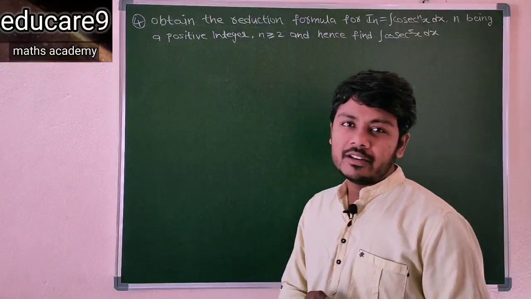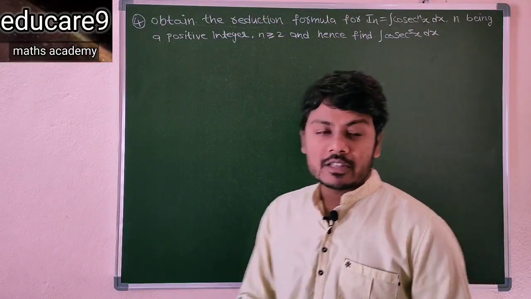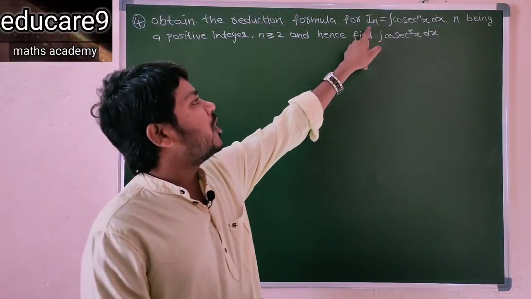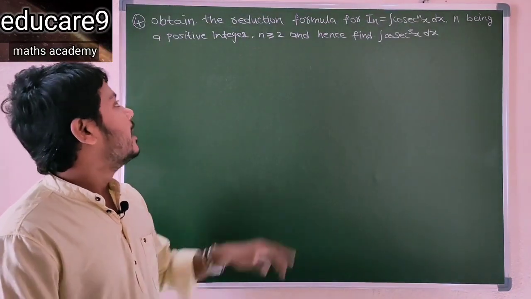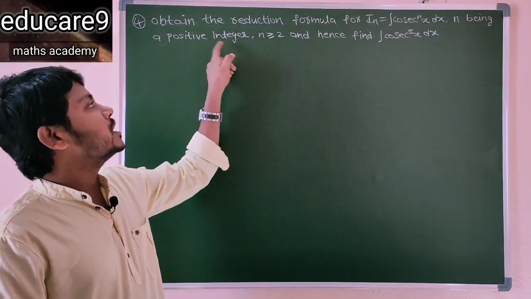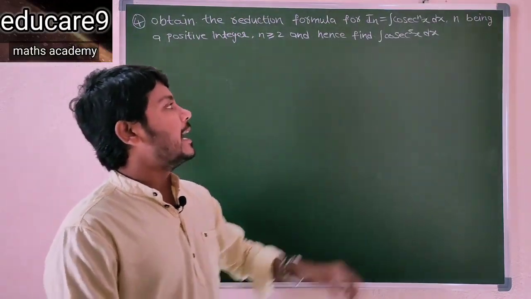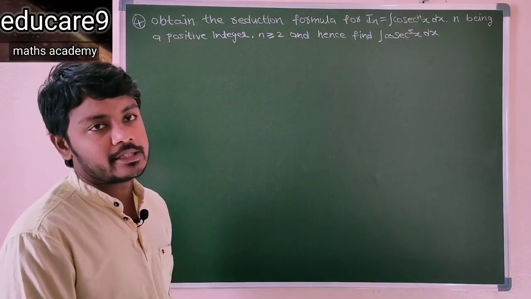Hello everyone. For this session, we will discuss a few problems. So, see the next problem. Obtain the reduction formula for integration of cosec power nx dx, where n is a positive integer, n is greater than or equal to 2, and hence find the value of integration of cosec power 5x dx.